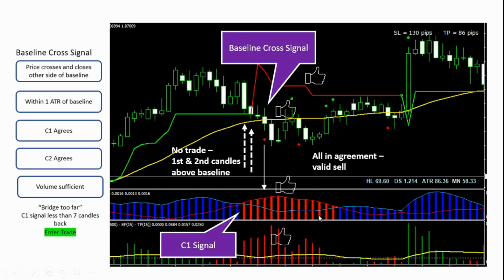However, if it would have crossed way over here and everything else was still in alignment, but you counted back 1, 2, 3, 4, 5, 6, 7, that's what VP just says is a bridge too far. It's too much of a delay from your C1 signal. So that's the one rule you need to watch out for baseline crosses.